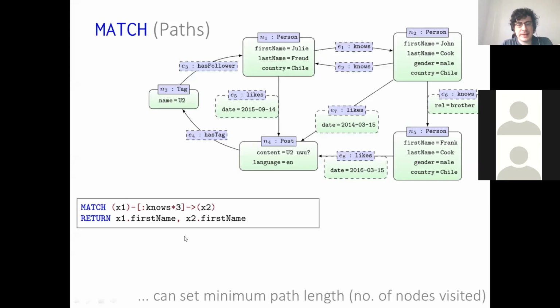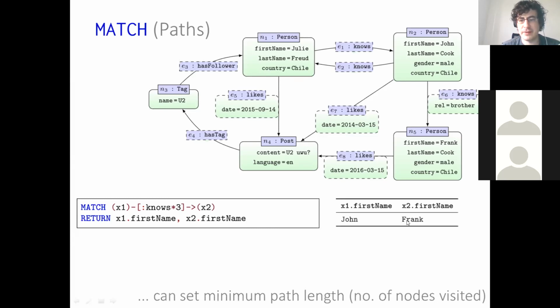We can also set a minimum path length. For example, this is the number of nodes visited, so we want at least a length of 3. In this case, we're looking for paths with a length of 3, which will give us John Frank. This is because we go John, Julie, John, Frank, with Frank being the third node. So this specifies a minimum length on our path, and it's the only pair that has such a long path.